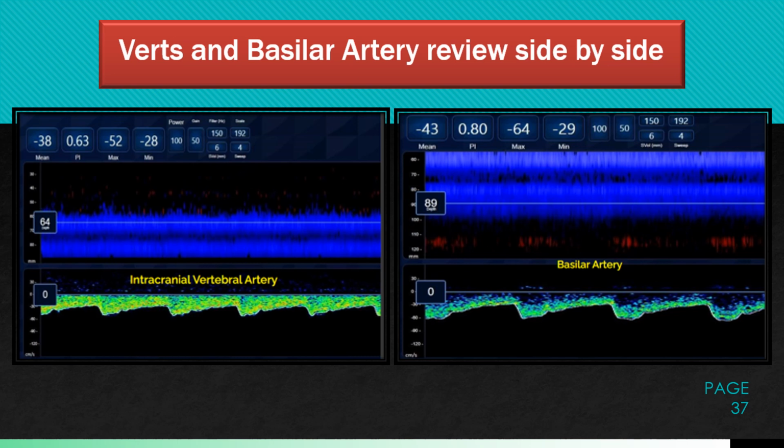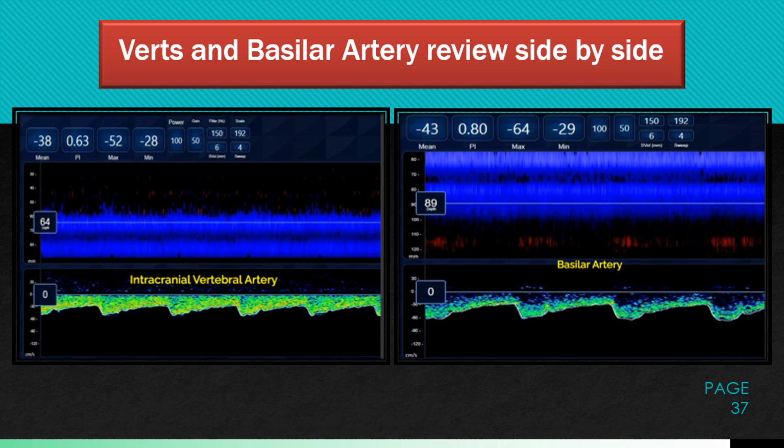Here is a comparison of verts and basilar side by side, just so you can get an idea. We are seeing a broad range of blue in the M mode for both vessels, and we are seeing the verts from 60 to 79 millimeters. If you do ever need to get an extracranial vert, 45 millimeters would be a good depth, or 50, to get an extracranial vert if your physician is asking for a posterior ratio.